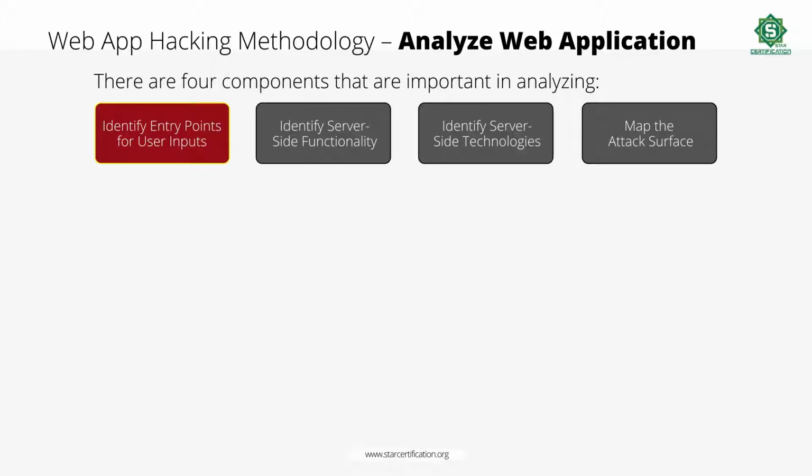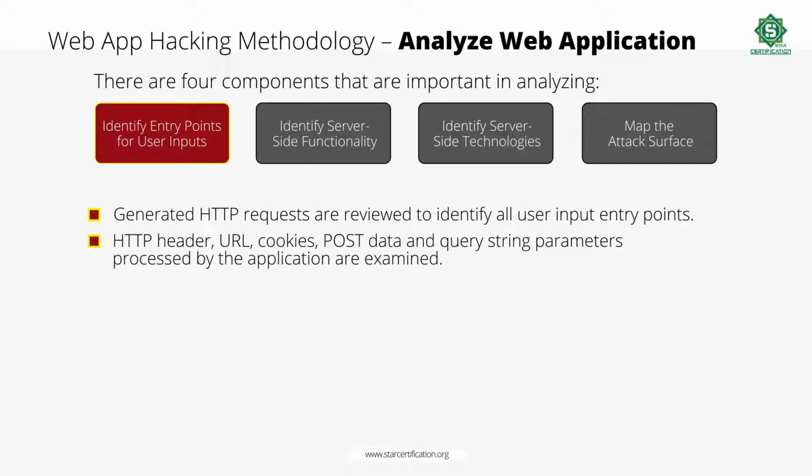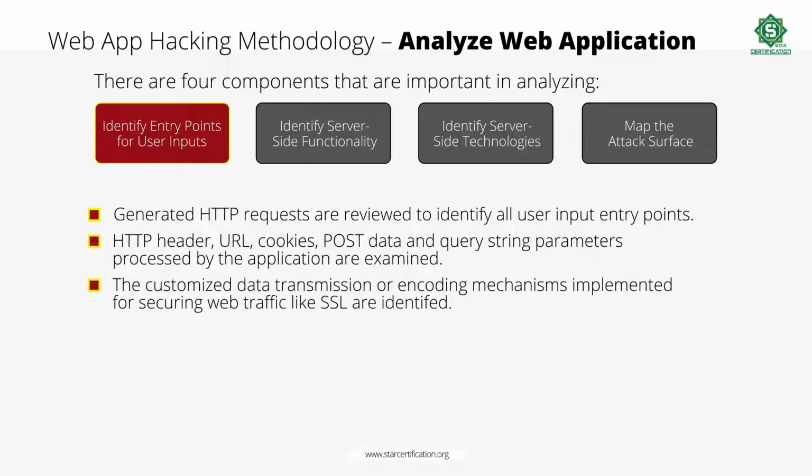Identify entry points for user inputs. The generated HTTP requests are reviewed to identify all user input entry points. The HTTP header, URL, cookies, post data, and query string parameters processed by the application are examined. Any customized data transmission or encoding mechanisms implemented for securing web traffic like SSL are identified.